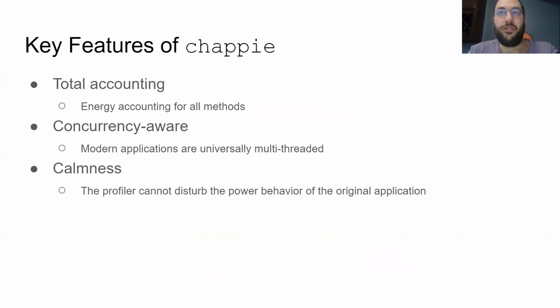Chappie has three crucial features. First, it performs total accounting. All methods are accounted for. Second, it's concurrency aware, in line with modern applications. Third, it maintains calmness, so the profiler is not going to disturb the application's original behavior.